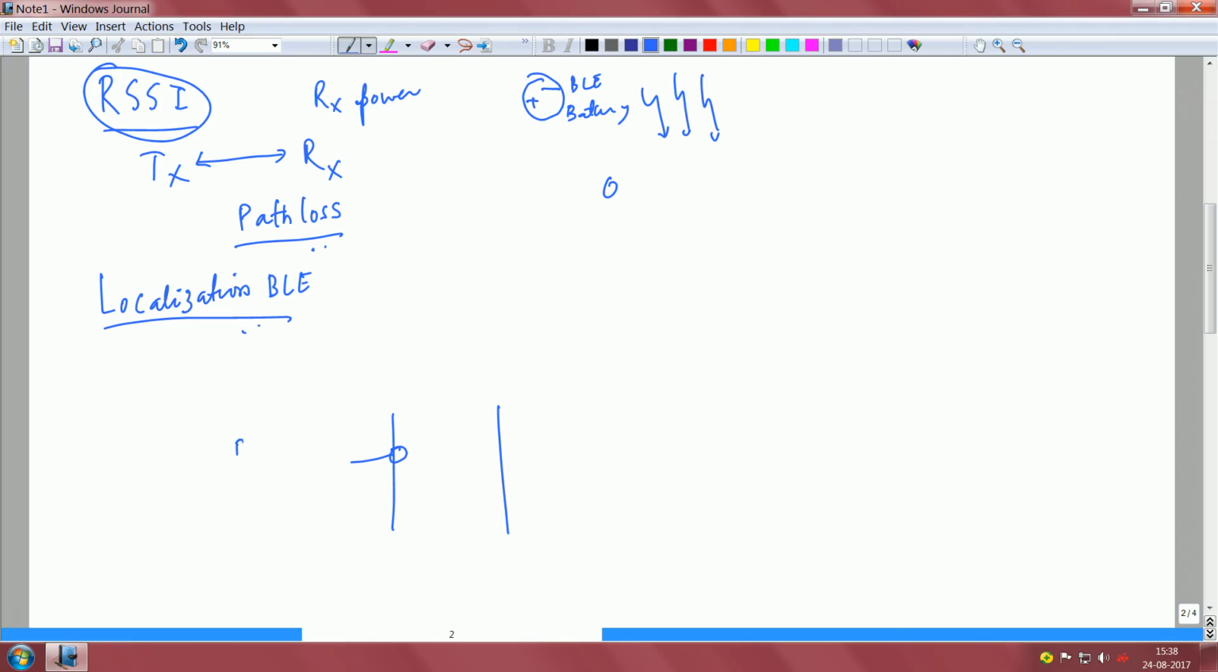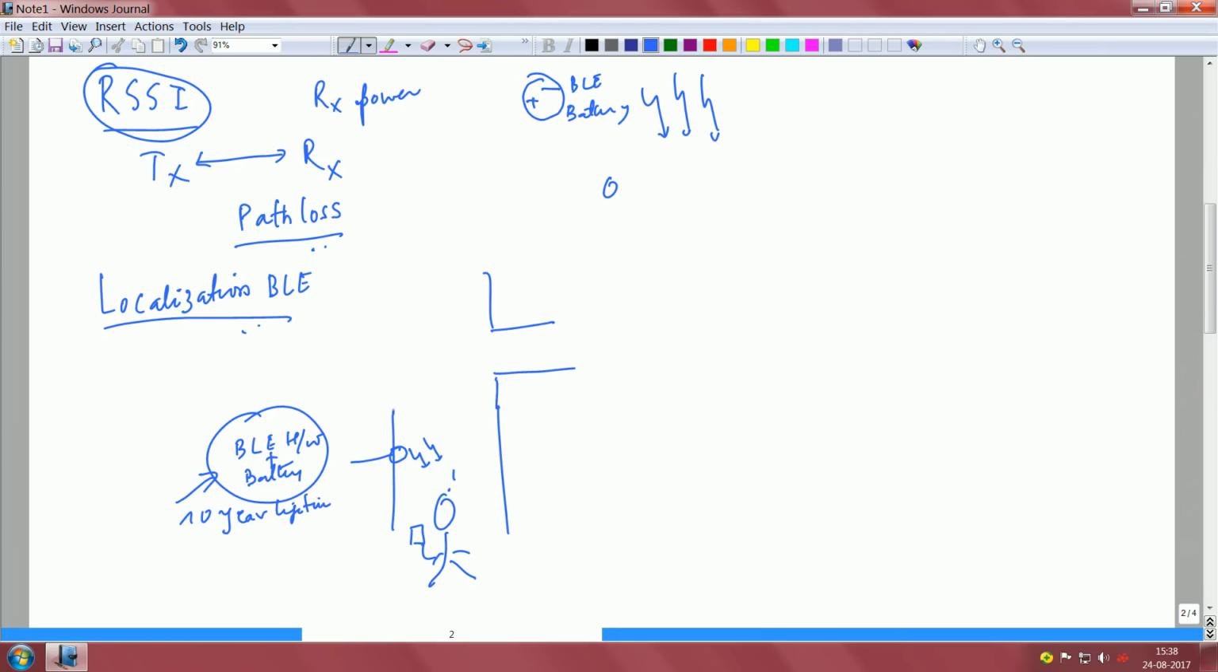This beacon essentially has BLE hardware plus a battery, and when I say BLE hardware and battery, I obviously mean a 10-year lifetime. We are talking of a 10-year lifetime, and essentially issuing beacons periodically, and there is a human with a mobile phone in his hand who is walking by this corridor to reach the nearest, let us say, some junction point, and then wants to move on, and then there is a shop here.